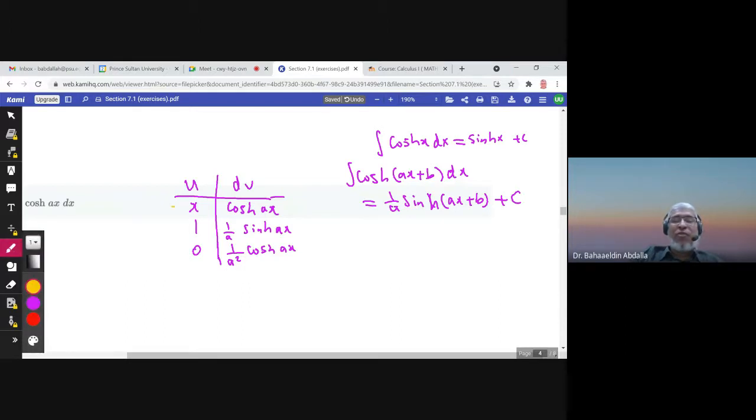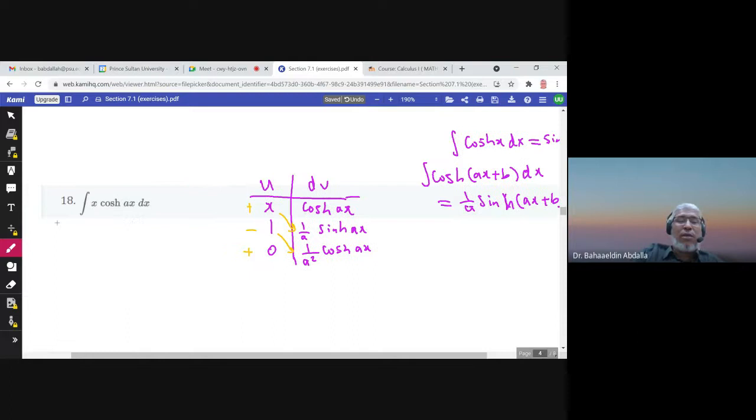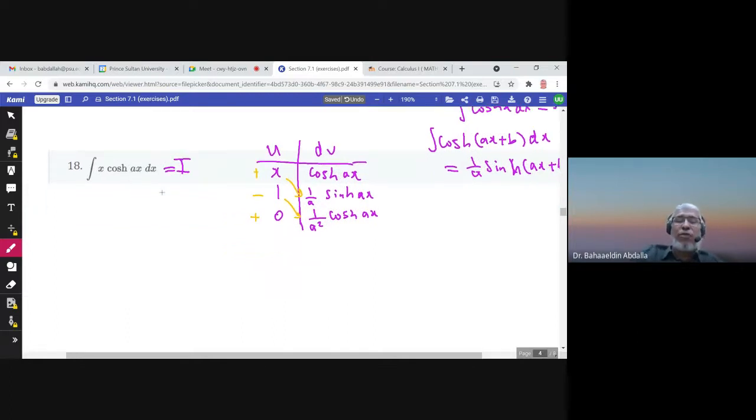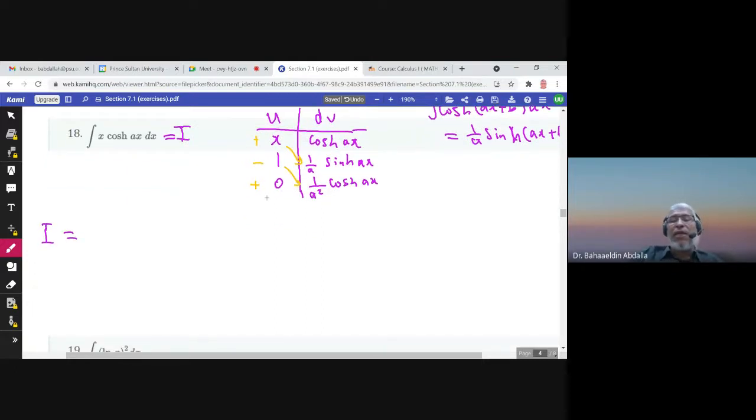And I have plus minus plus, and this integral, which I call I, would be equal to x over a sinh ax minus 1 over a square cosh ax plus c.